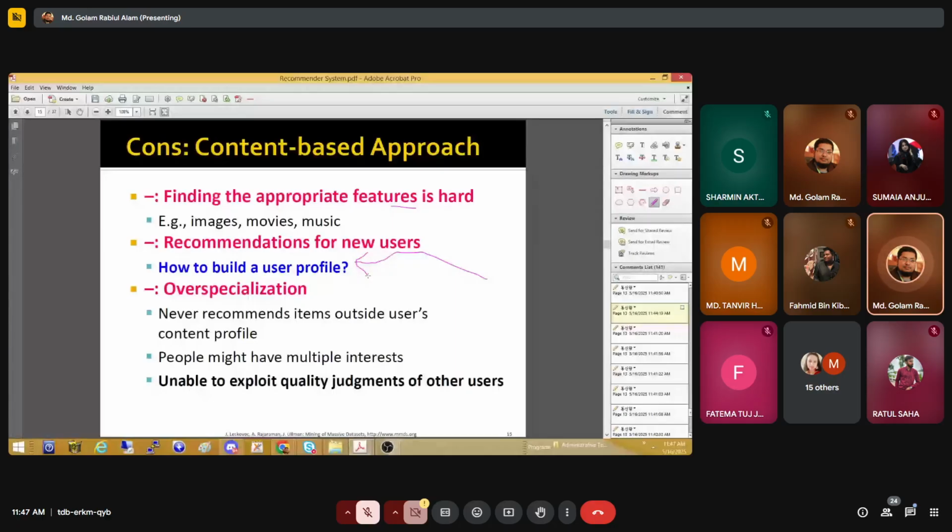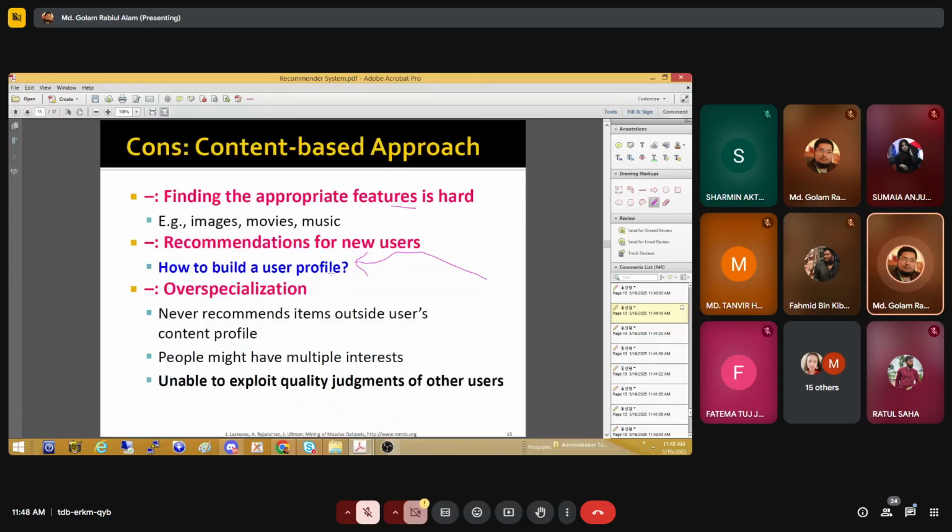And over-specialization. What does it mean? It never recommends items outside the user's content profile. We can only recommend the items that were previously liked by that user. Maybe some other items are also interesting, but usually we don't consider those items for recommending in content-based recommendation systems.